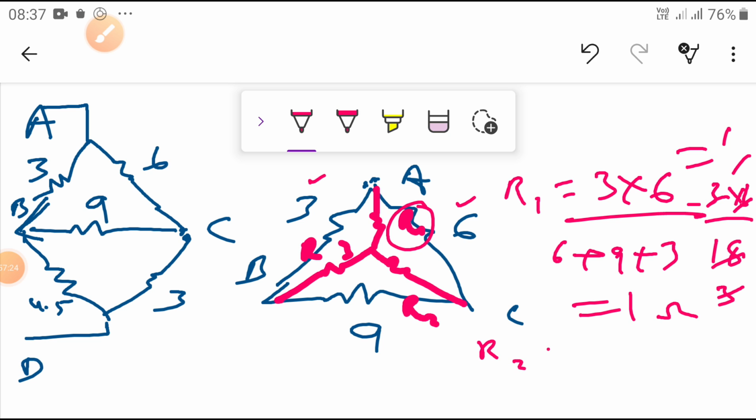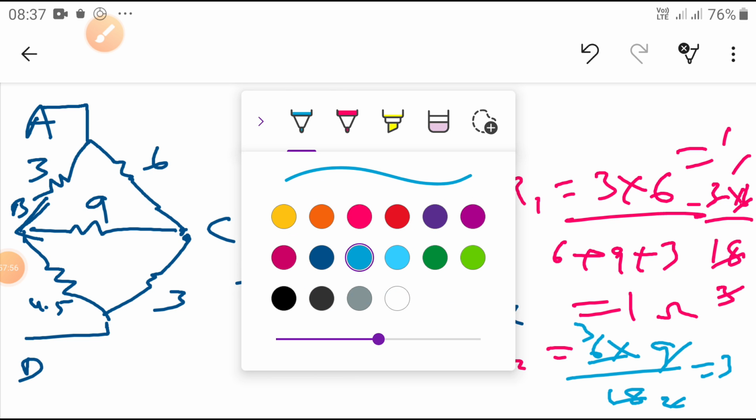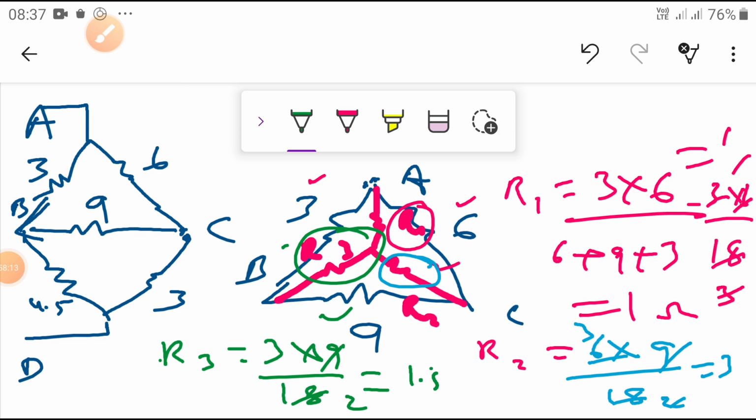Similarly, R2, I want to know this value. Okay, R2 is this value. So R2 is equal to 6 into 9 divided by the same 18. 9 ones are 9, 2 nines are 18, so we got 3 ohms. Okay, now similarly R3 you are going to calculate. Another value, that is R3, this is the R3. So R3 is equal to this value into this value, 3 into 9 divided by 18. So 3 nines are 27, 18, so 3 by 2, that is 1.5 ohms.